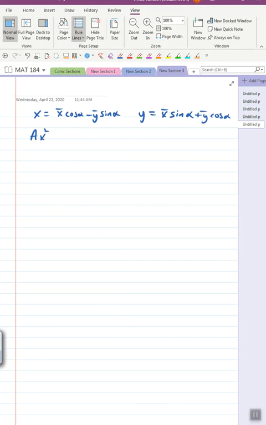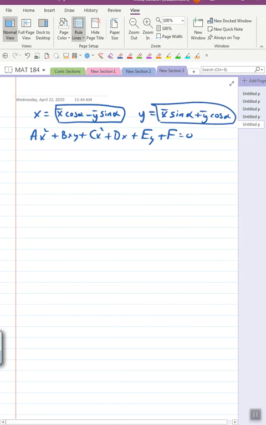But do you agree if I have ax squared plus bxy plus blah blah blah, and I know you're not going to like the look of this, you do agree that I can substitute this and this in place of x and y in this equation? And I'm not going to write all that out. Suffice it to say, the first term would look like what? It would look like a times x bar cosine alpha minus y bar sine alpha squared, which means there's a big FOIL to do there.